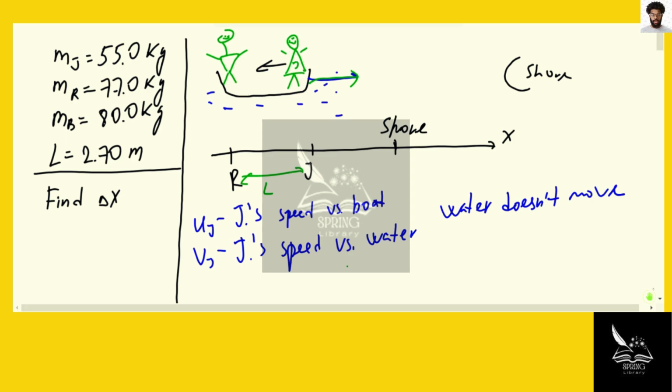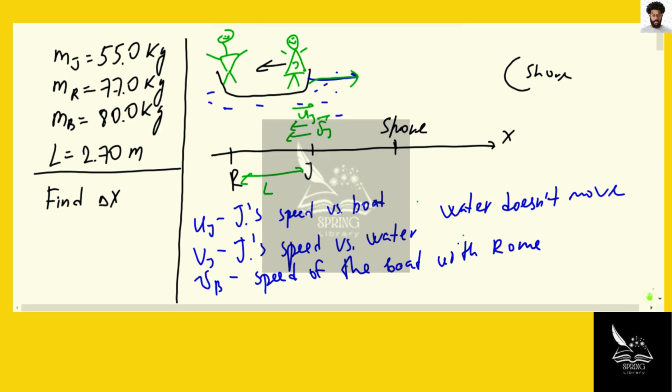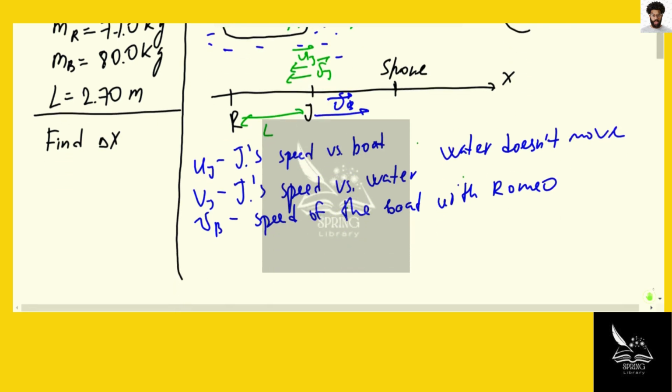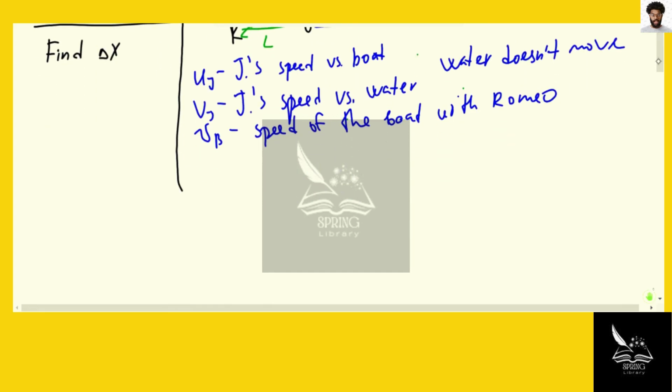Let us presume that U Juliet is directed in the opposite direction to the x-axis, so is V Juliet. But the speed of the boat, V boat, is the speed of the boat with Romeo. It's directed to the positive direction, so here. Now let's recalculate the speed of Juliet versus the lake.